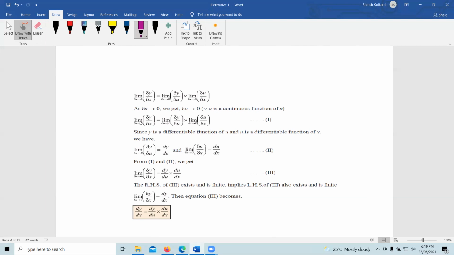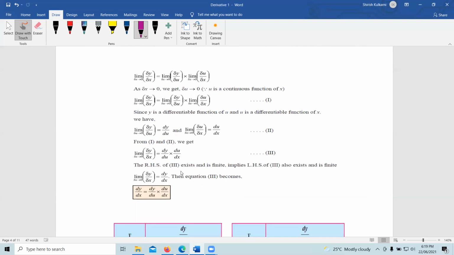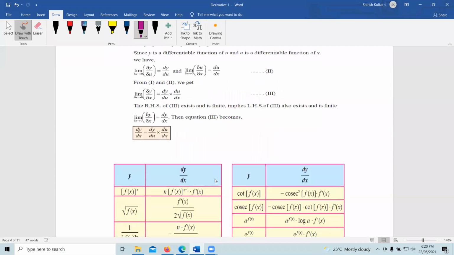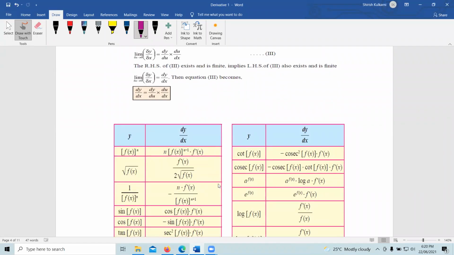ये जो formulas हैं वो formulas यहाँ पे substitute करना है, then this becomes dy by du into du by dx. And the left hand side, अगर RHS exist होता है, then LHS also exists, and by the Leibniz definition of the derivative, limit of del x tends to 0 of del y by del x is equal to dy by dx. Therefore dy by dx is equal to dy by du into du by dx. This is the chain rule. हाँ, then first rule is chain rule.